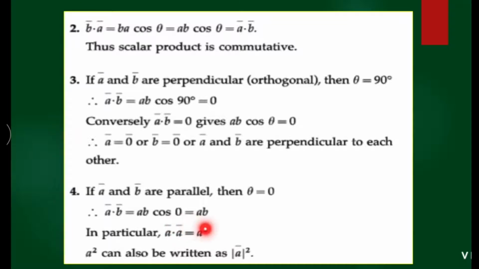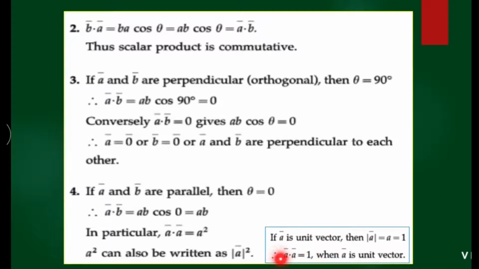A into B. So when two vectors are the same vectors, in particular we write A bar dot A bar equals magnitude of A square. A square can also be written as magnitude of vector A its square. So when two vectors are parallel, then their dot product is the product of their magnitudes.